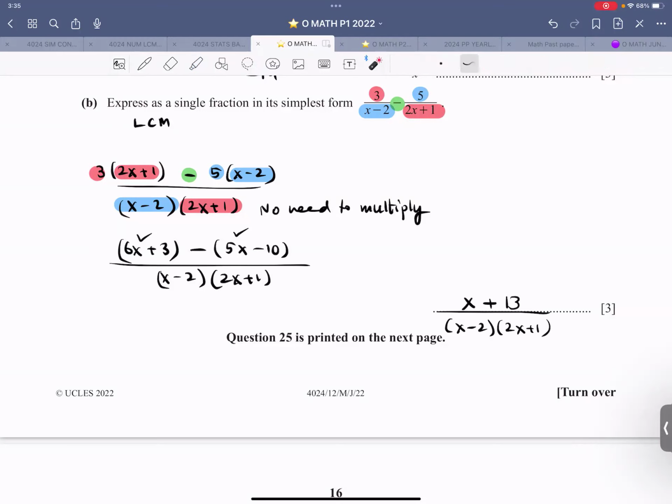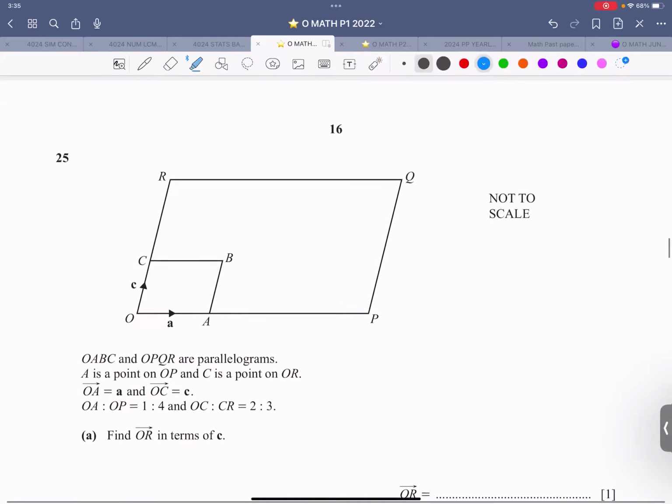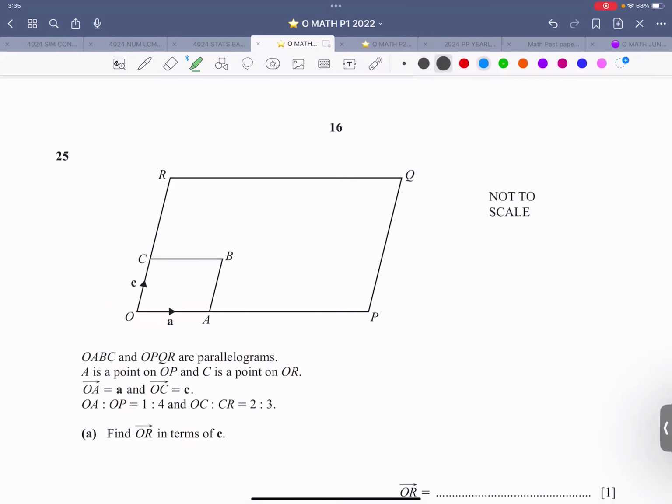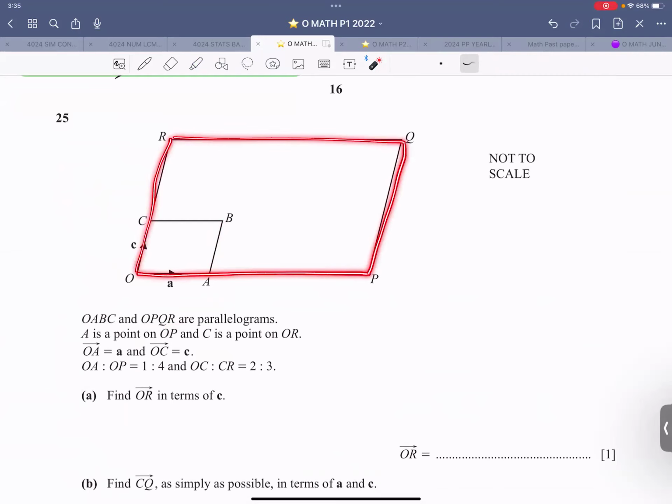Question 25 is written on the next page in case someone is tired and thinks that the paper is over. It's not over yet. And yes, the question is about vectors. So now let's get started. Nothing to worry about because you have been taught so well. OABC is a parallelogram. OPQR is also a parallelogram. OABC is one parallelogram and OPQR is a parallelogram.